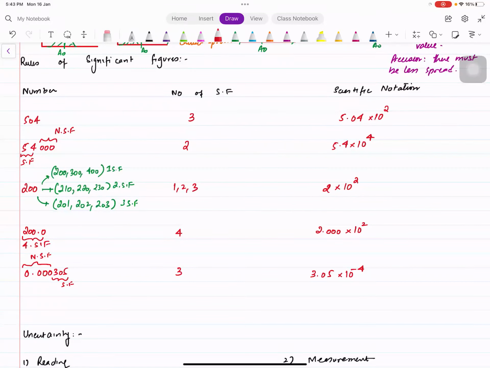Then comes 0.005900. Now, all these leading zeros, as the previous rule says, are non-significant figures. But if he has put zeros intentionally after this, which otherwise doesn't make sense, he wants to tell you that they're significant, so it has 4. And now you should write it as 5.900 times 10 raised to minus 3. Understood? Yes, sir. Very important.